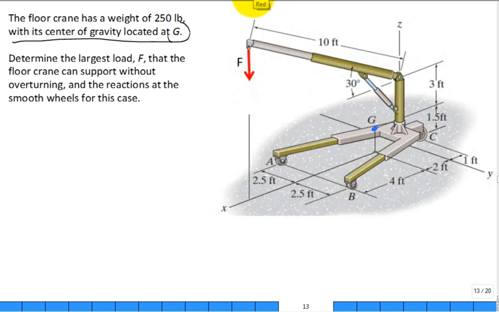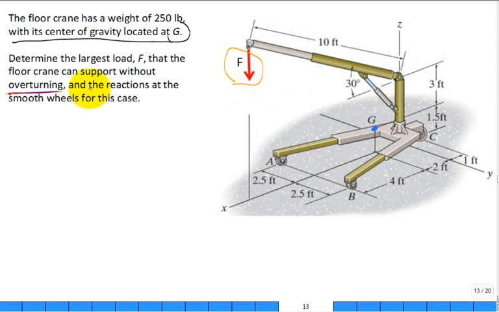Determine the largest load F that the floor crane can support without what? Overturning. That would be a not very good event, right? You ever been out on YouTube, looked at some videos of cranes that tip? They're a little exciting, except for the operator in the crane when it tips. Then it's not so exciting for them. But this can happen where you can overturn your floor crane.